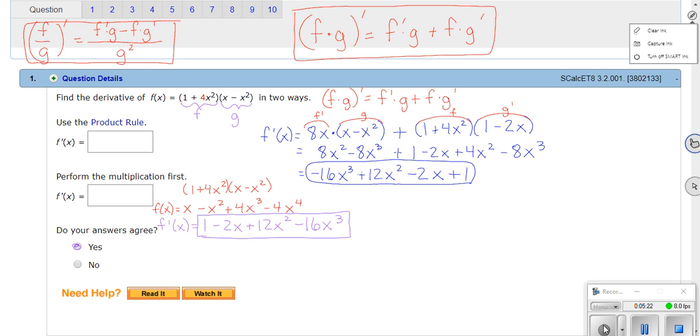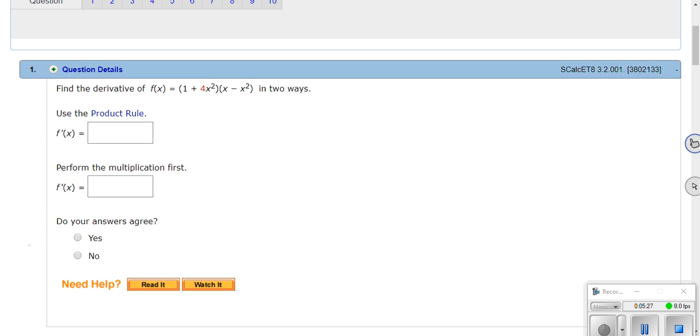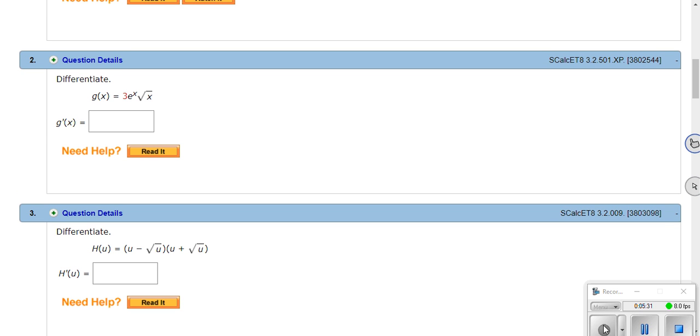Now, let me keep scrolling here. So this one, let's differentiate. We're going to use the product rule again. So this part is going to be my F, and this part is going to be my G.